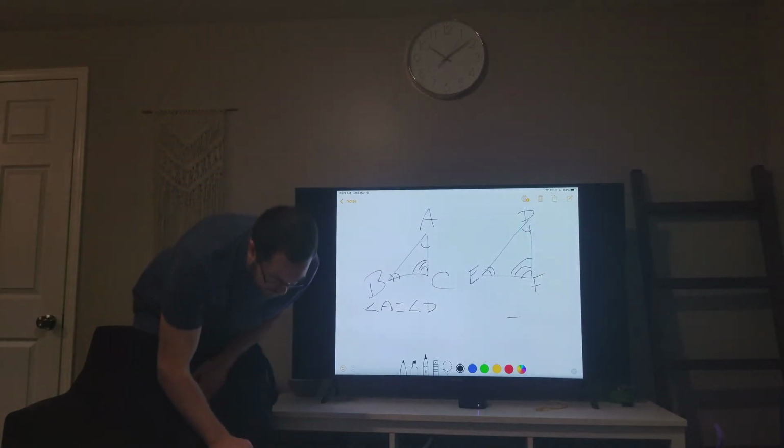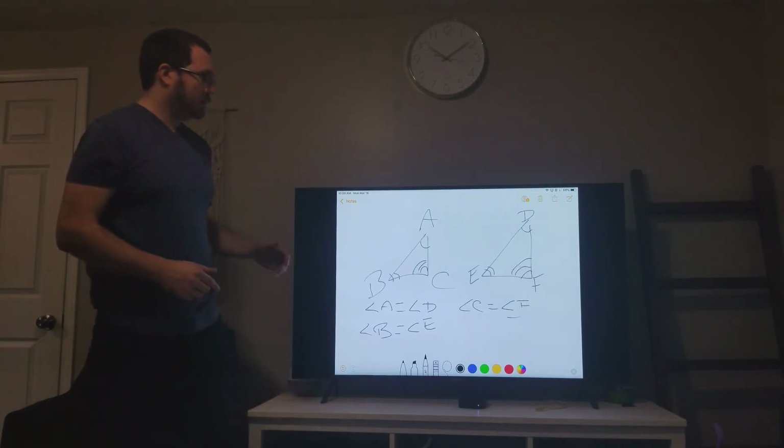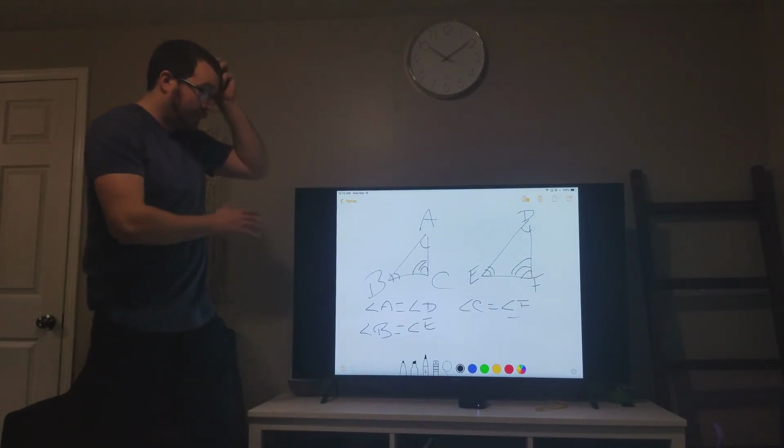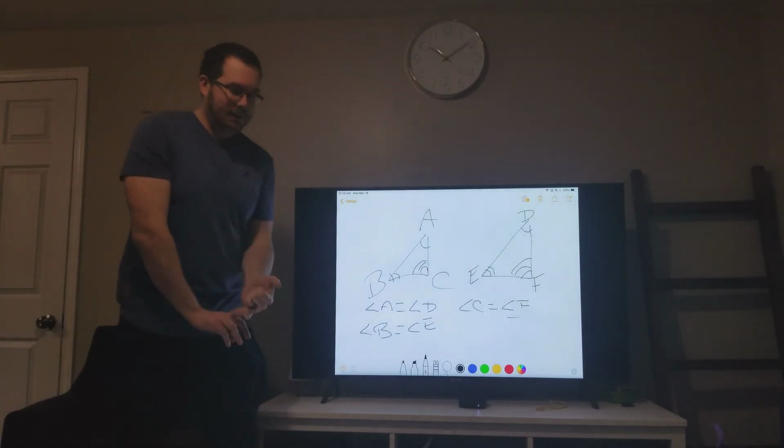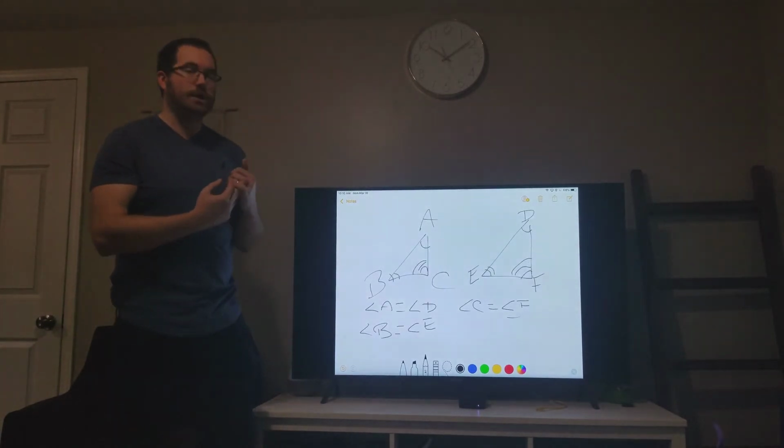We would say that angle B equals angle E. And we could also say that angle C equals angle F. So taking a look at these three bits of information, I could see, yes, this triangle is the same shape.